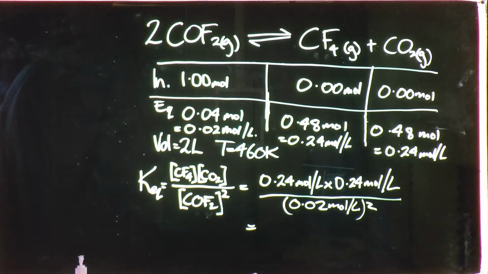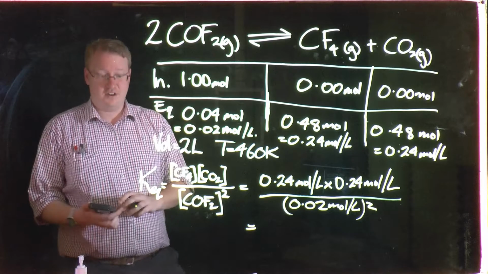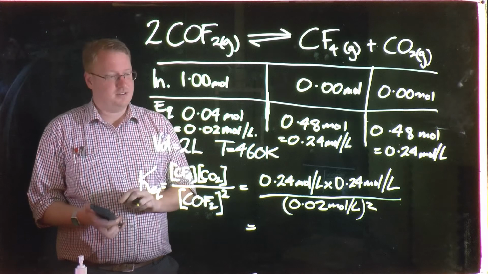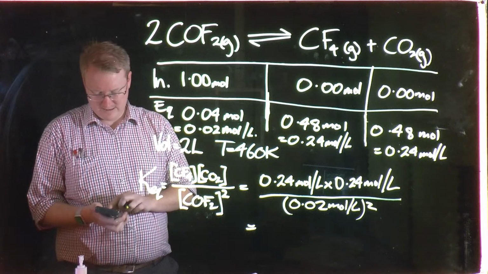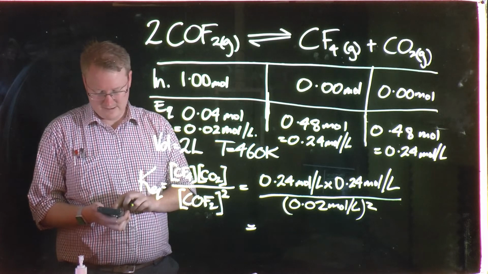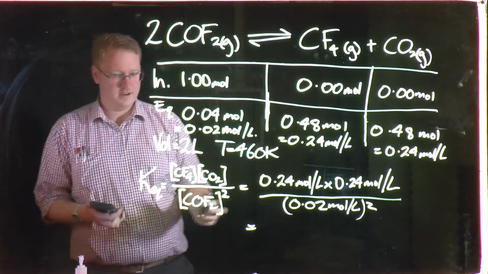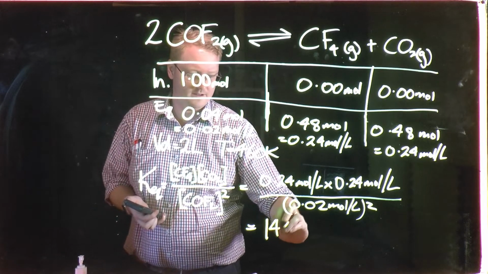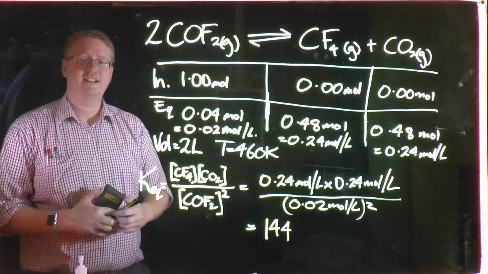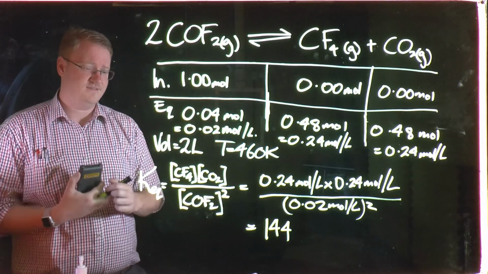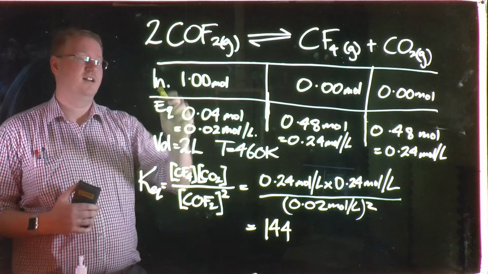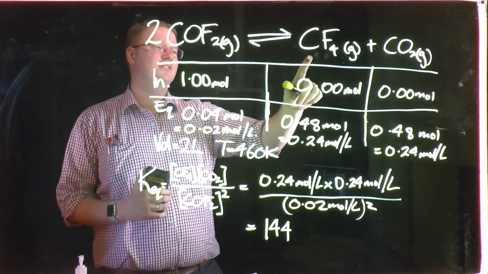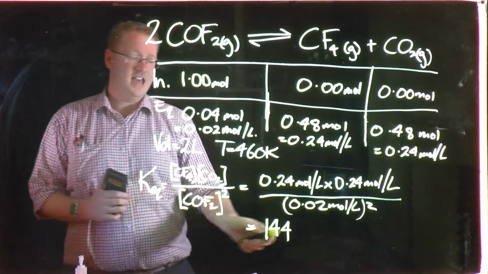Should have done it earlier. So, putting that in my calculator, calculating that out, we get a value of 144. So the equilibrium constant for carbon-oxygen fluoride decomposing to carbon tetrafluoride and carbon dioxide is 144.